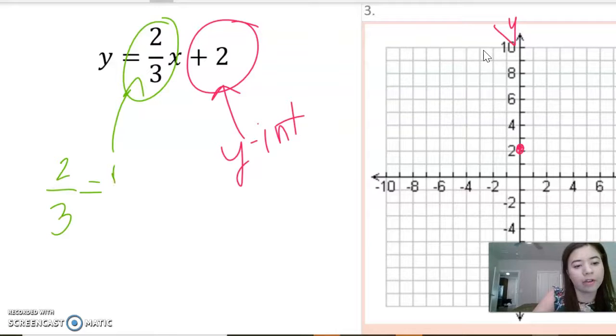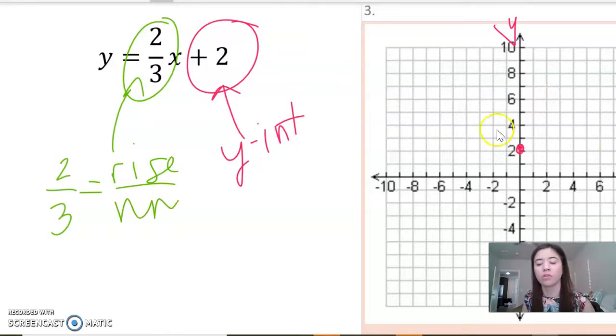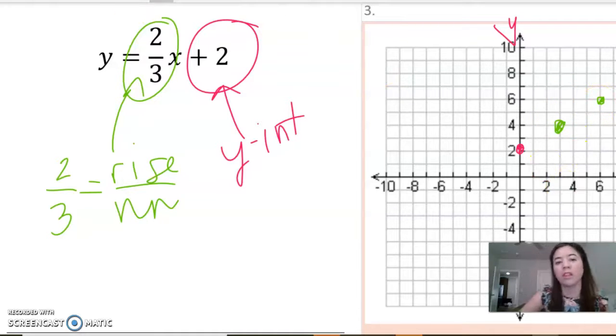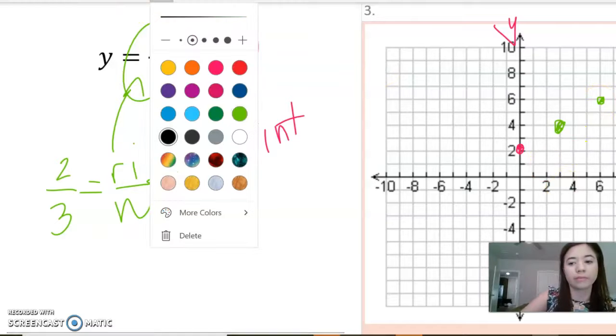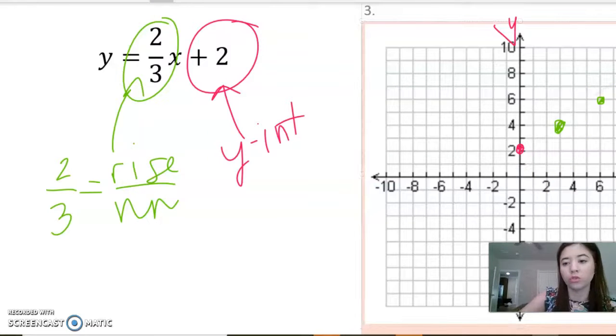Okay, so 2/3. And again, remember that is rise over run. So from here, I can rise 2, 1, 2, and then run 3, 1, 2, 3. Make a point. And if you wanted to, you could keep going. Again, I could rise 2, 1, 2, run 3. And then lastly, connect those with a line. And then draw your arrows at the end.